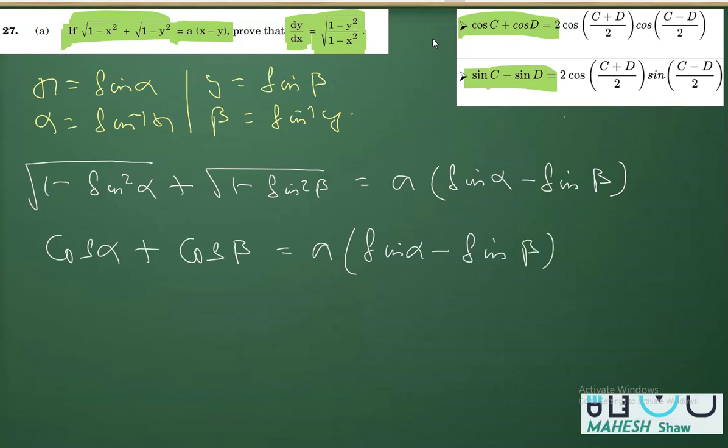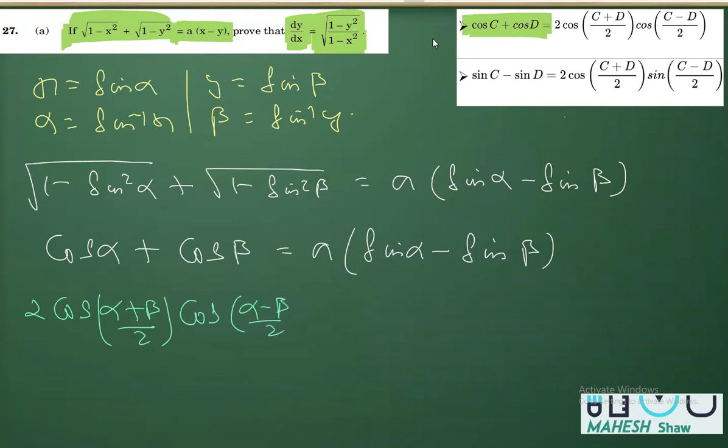Now, further, we can simplify it by applying the C and D identity, which I referred to in the beginning. If I apply cos C plus cos D over here, it is 2 cos of C plus D by 2, that means alpha plus beta over 2, and then cos of C minus D by 2, that is cos alpha minus beta over 2. That's on the left-hand side.